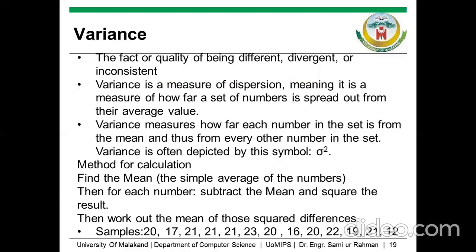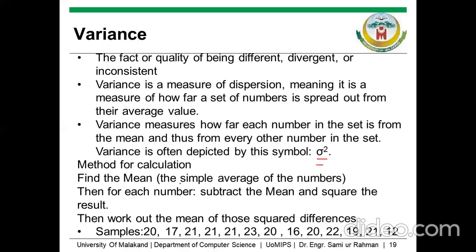Now variance, what is variance? The fact or quality of being different, divergent, or inconsistent. So variance is a measure of dispersion, meaning it is a measure of how far a set of numbers is spread out from their average value. Variance measures how far each number in the set is from the mean, and thus from each other number in the set. So variance is usually represented in statistics by sigma square.